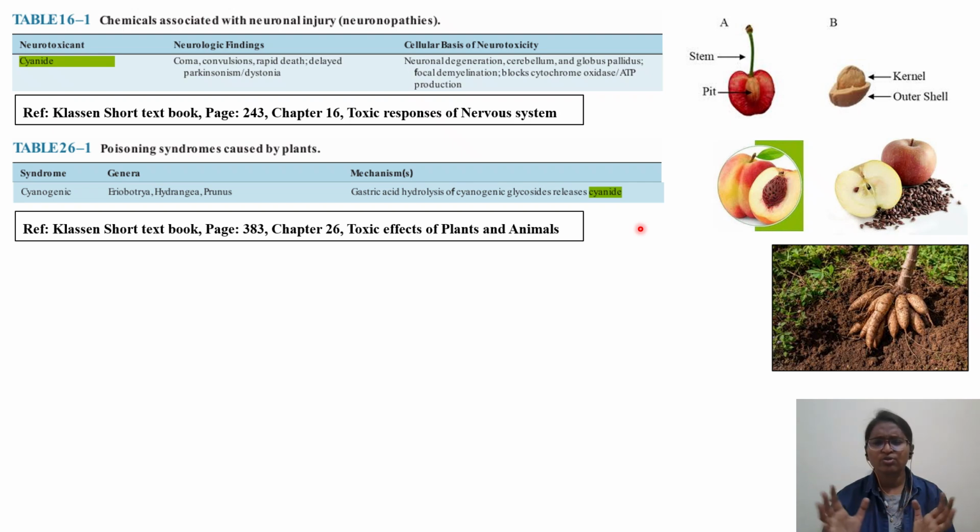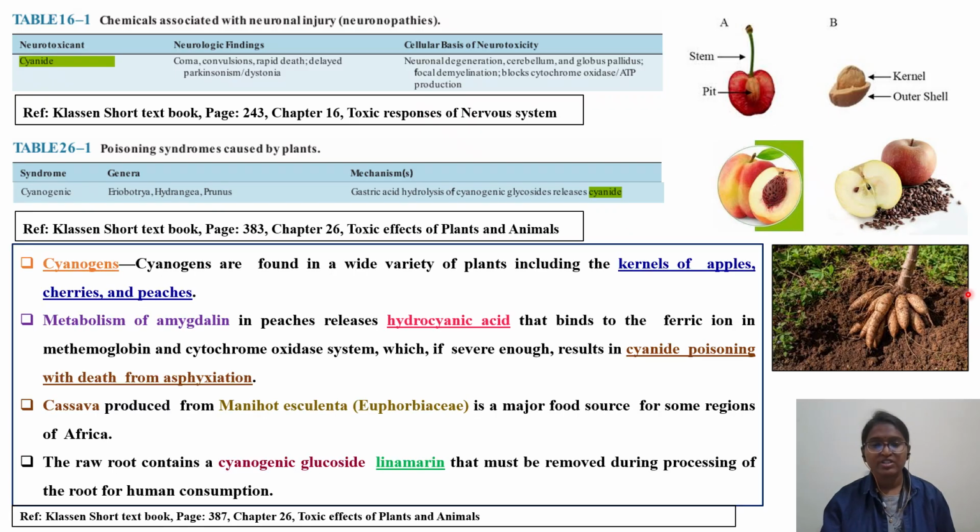As I told you, your body already has a detoxification mechanism. So consuming these foods in small quantities is not going to cause any toxic effect. But if you take them in high amounts and your body's detoxification system is already saturated, there is a possibility of causing such poisoning from eating such contaminated foods. Okay, so also read this under cyanogens.